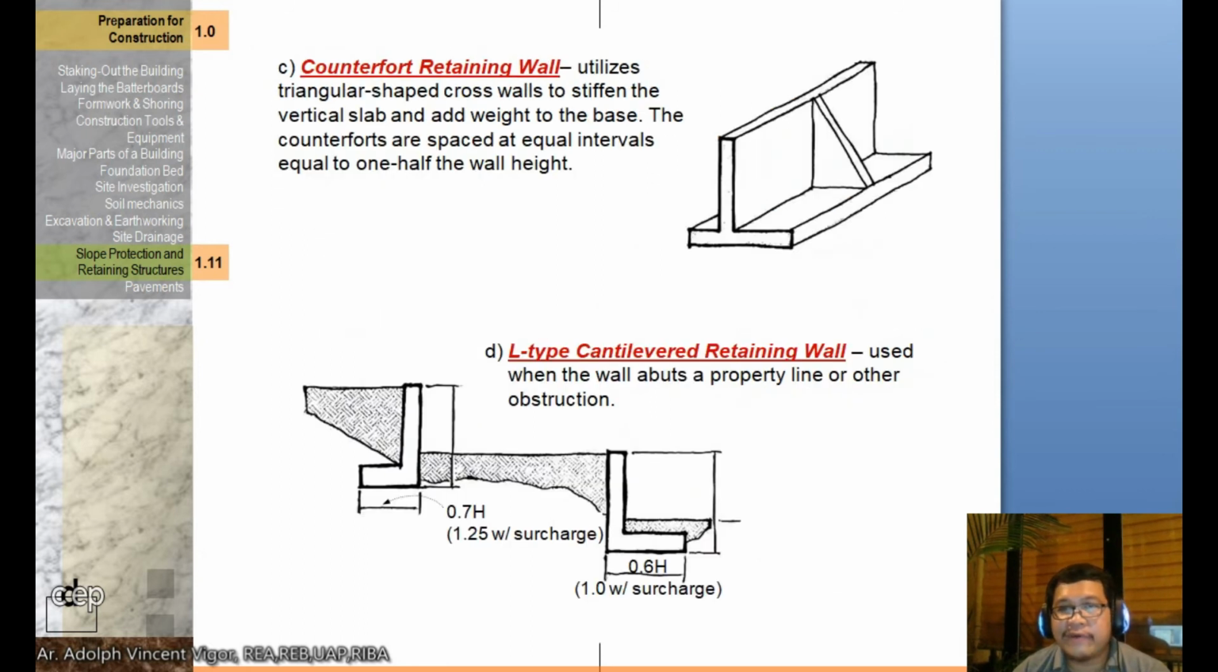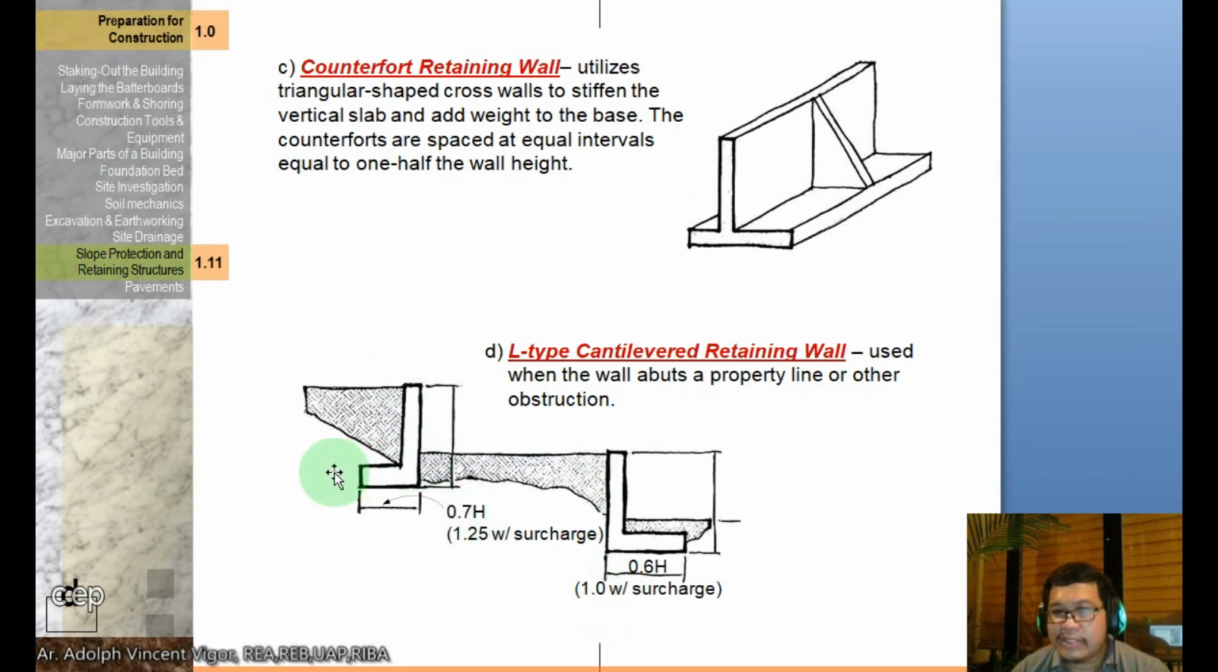This is a counterfort retaining wall, so it utilizes triangular shaped cross walls to stiffen the vertical slab and add weight to the base. The counterforts are spaced at equal intervals equal to one half of the wall height. This is the L-type cantilevered retaining wall, which is used when the wall abuts a property line or other obstruction.